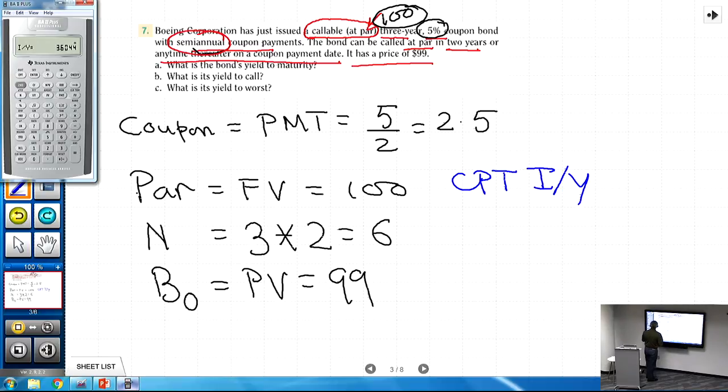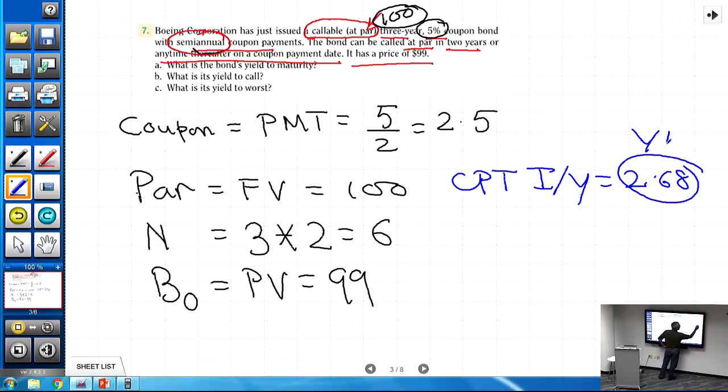So we go to our financial calculator, clear everything, second, clear TVM. 99 with a minus sign is my present value, 100 is my future value, 2.5 is my payment, and 6 is my N. I'm going to compute IY, which is 2.68. So this is my yield to maturity.